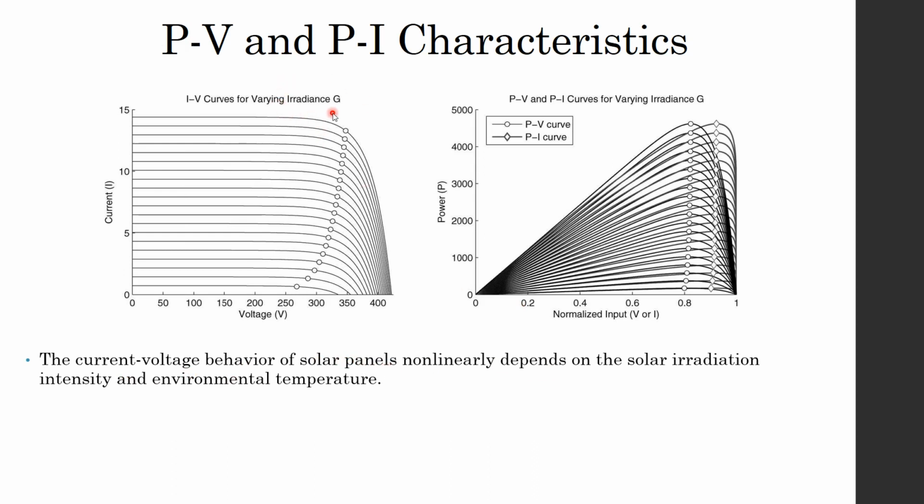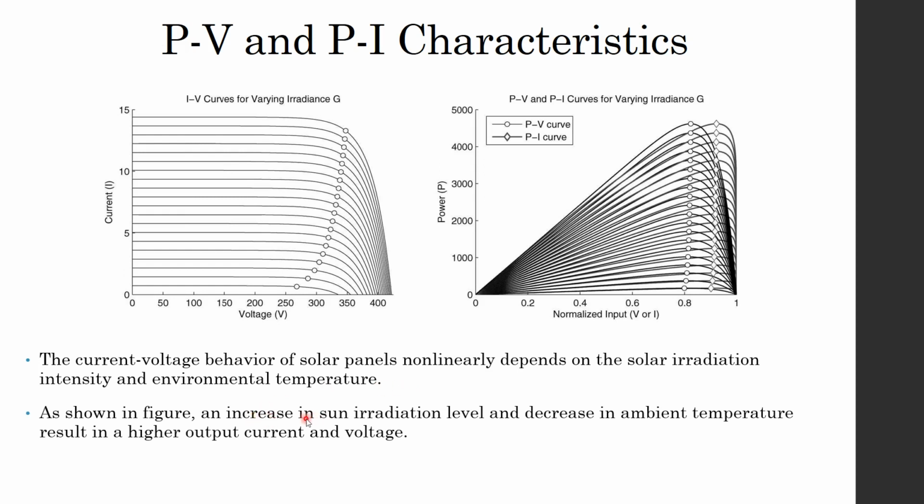So the current voltage behavior of the solar panel depends on the solar irradiation or the irradiance. Here you can see that as the irradiance increases, the current increases and the output power also increases. And it also depends on the temperature. If the temperature increases, the output power decreases, as we discussed in our course for solar energy.